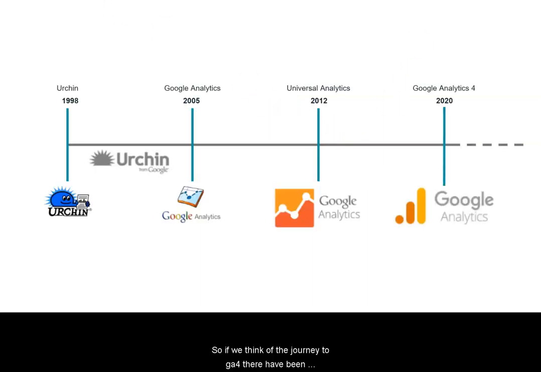So if we think about the journey to GA4, there have been some different instances of Google Analytics. So the very first one back in 1998 was Urchin. So you may know the term UTM tracking. So that actually stands for Urchin Tracking Module. So Urchin was actually then bought out by Google. And it became Google Analytics in 2005. And at this stage, it introduced some new exciting features like e-commerce tracking.